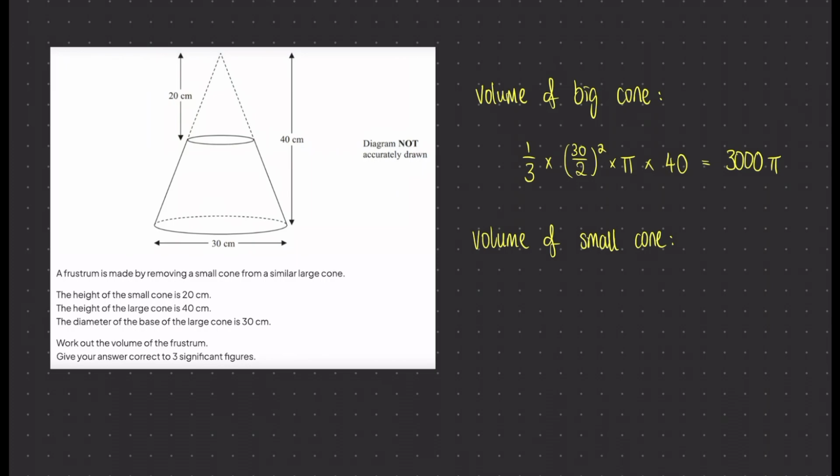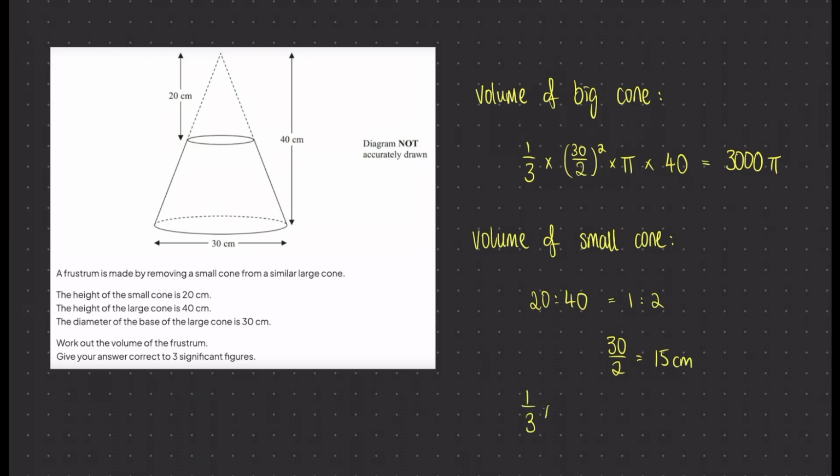We can see that the heights are in the ratio of 20 to 40, or in other words, 1 to 2. So we know if the base of the large cone is 30 centimeters, the base of the small cone will have to be 30 divided by 2, which is 15 centimeters. So let's do that calculation for the volume of the small cone now.